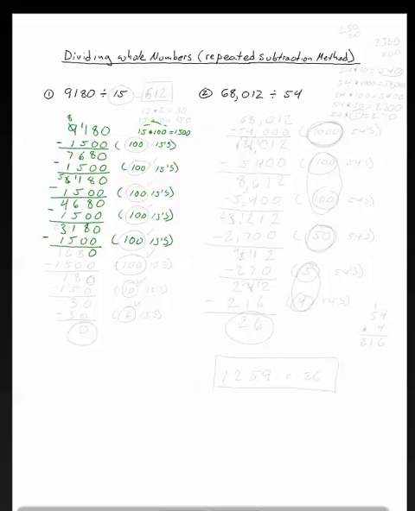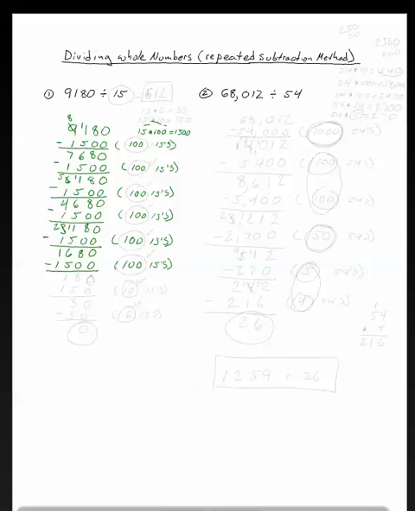0 minus 0 is 0. 8 minus 0 is 8. 1 minus 5 I can't do, so I need to borrow. 11 minus 5 is 6. 2 minus 1 is 1. And I can subtract 1,500 again, which is 100 15s.